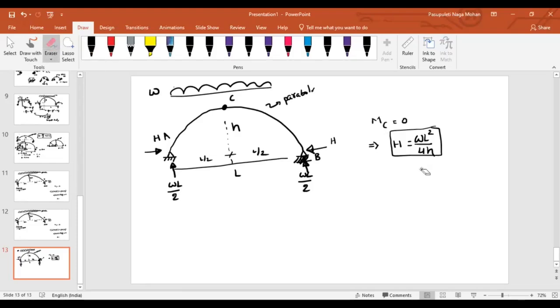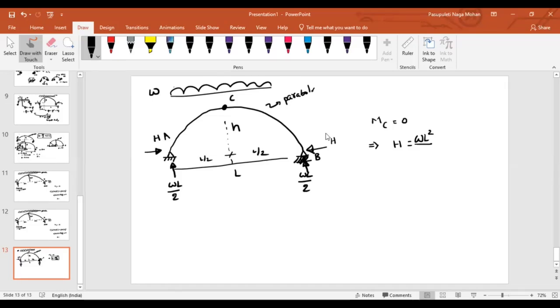Please confirm this value. 1 minute, sir. Please confirm this value. How much are we getting? WL square by? 1 minute, sir. Yeah, fine. Yes, sir. W is 4H.